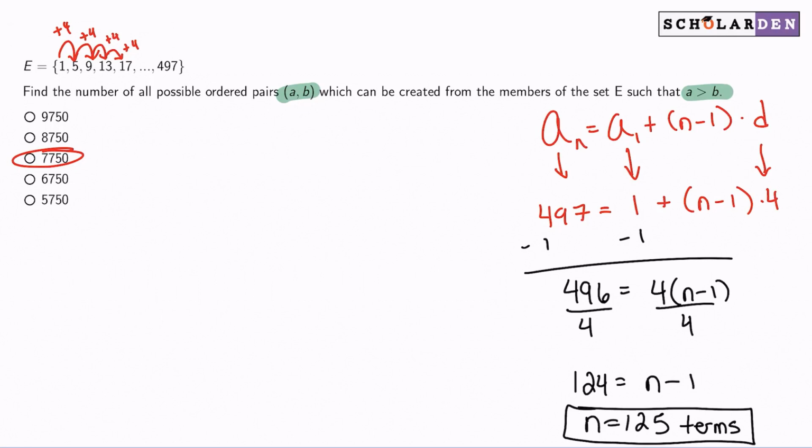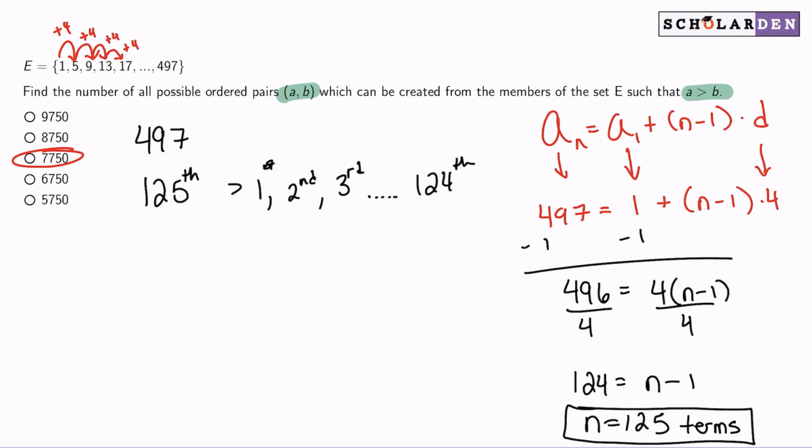Now, why was that important? Well, it's important for us because of the following reason. Look at this. So when you're trying to find out all of the possibilities that you have, well, think about it like this. Every term that's following is greater than the one that was before it because we're adding 4 every time. So what you can say is that, hey, look, 497, that final term, or my 125th term, it's greater than the other 124. So it's greater than the first, second, third, all the way to the 124th. Every single one of those.